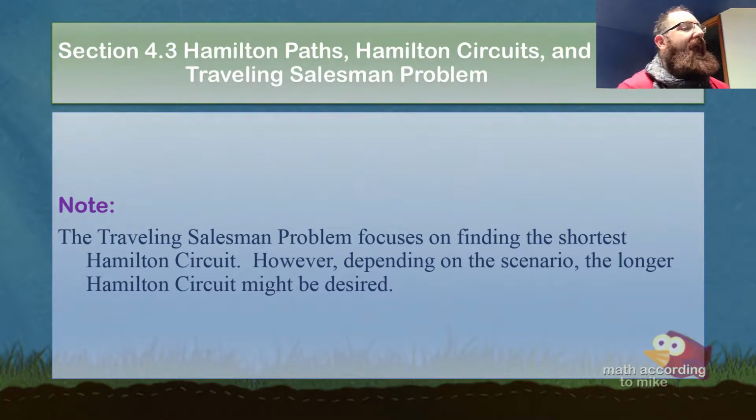And note, the traveling salesman problem focuses on finding the shortest Hamilton circuit. As we're going to see, that means the one with the smallest weight. However, depending on the scenario, you might want the one with a larger weight. For instance, let's suppose those weights represented houses giving out candy on Halloween. Well, if you're a kid looking for some candy, then you'd probably want to take the larger weights because that means you get more candy. As long as they're Reese cups, that's really all that matters in life.